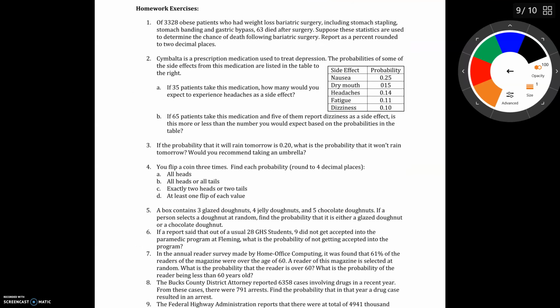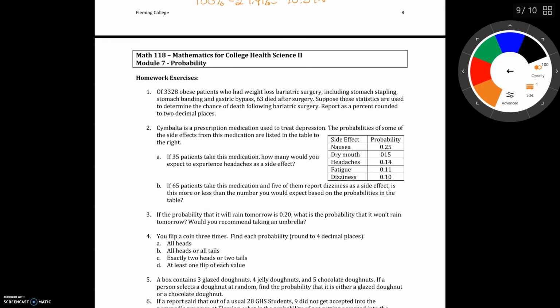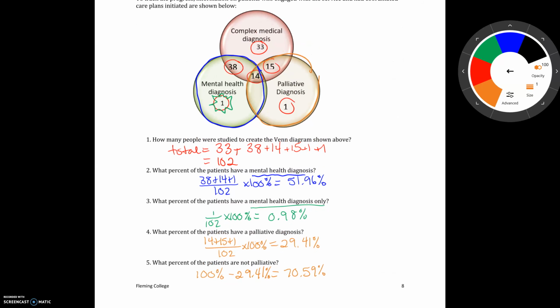That wraps up our notes introducing probability. Try out the homework before moving on to the next lesson set. And if you have any questions, please don't hesitate to ask.